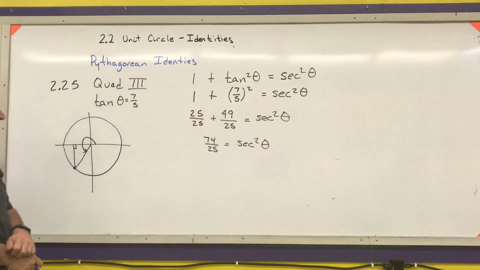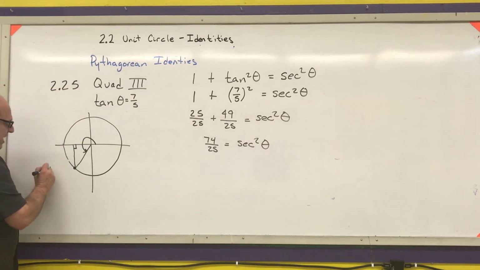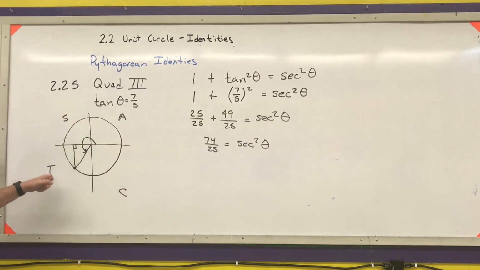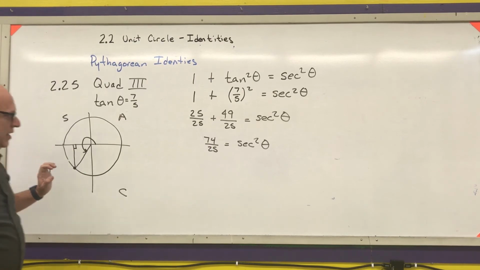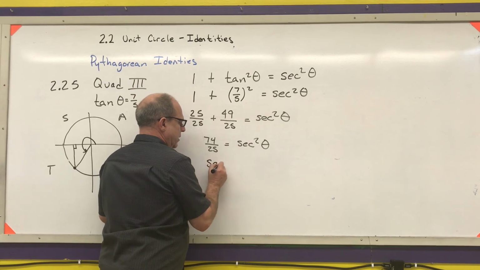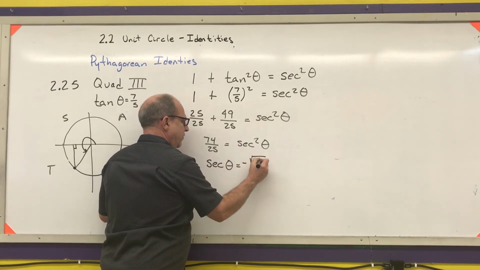Is secant squared theta. Okay, I'm in quadrant 3, so tangent's the only positive, so tangent and cotangent are positive. Secant's going to be negative. So I'm going to take the negative root, so secant of theta is equal to negative root 74 over 5.